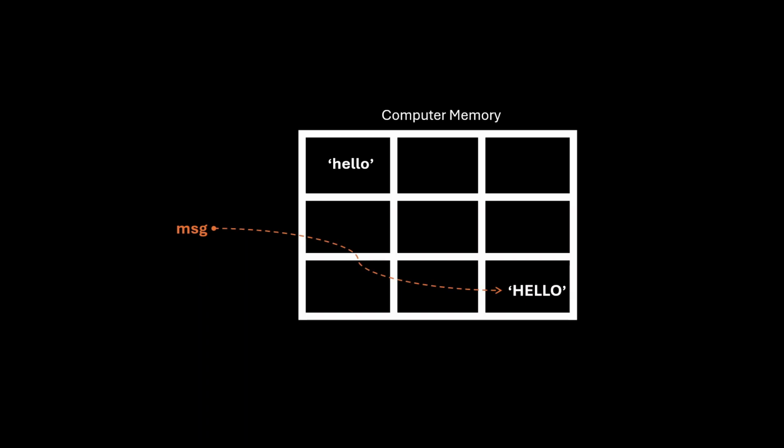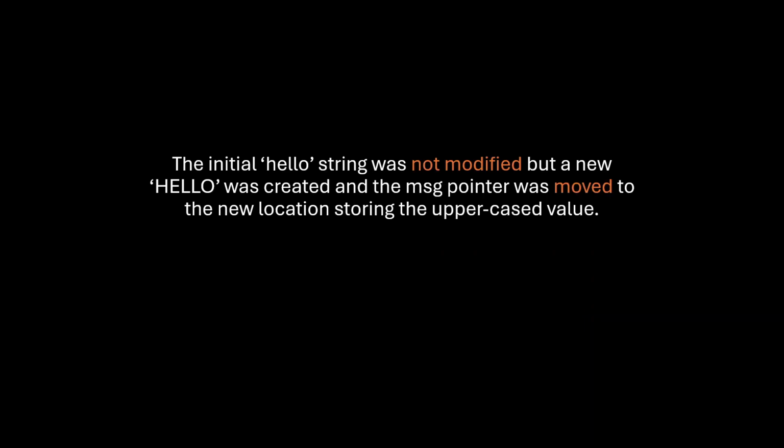Still remember what happens to the previous value? That's right, it gets garbage collected to create room for other values. As we saw just now, the initial lowercase hello string was not changed, but a new one was created, and the pointer was moved to the new address storing the uppercase value. This process is the same for all primitive data types.